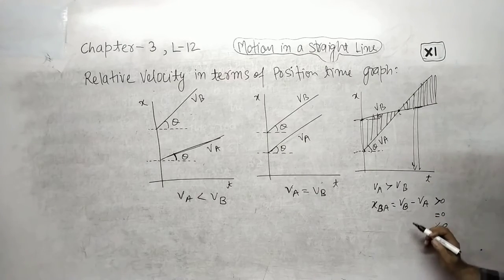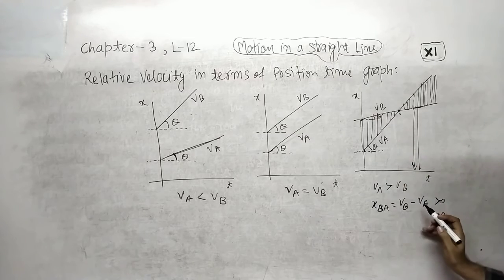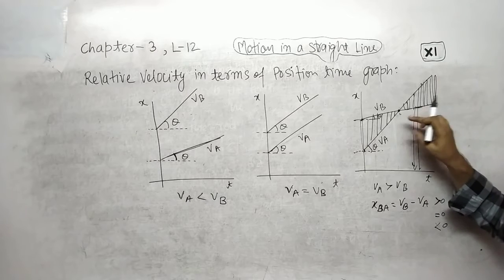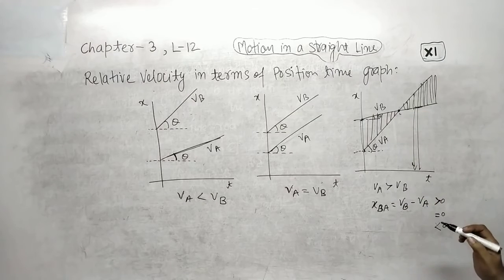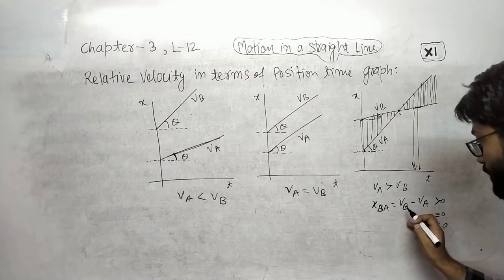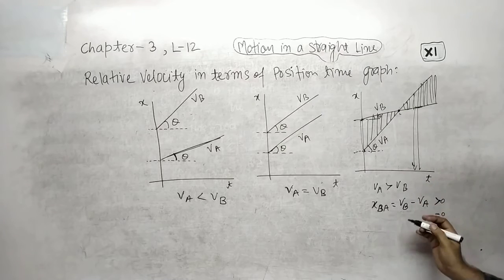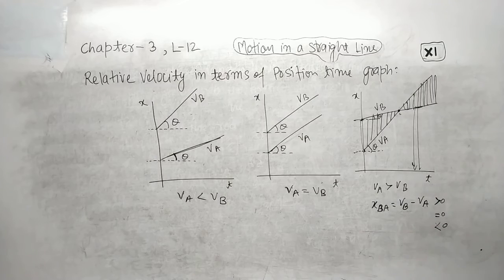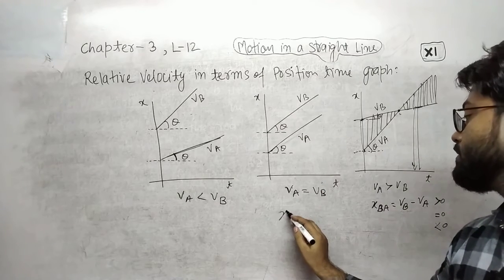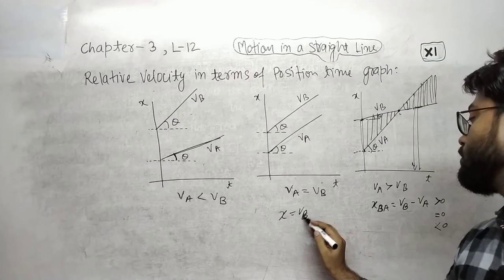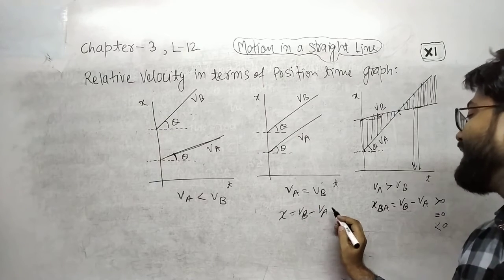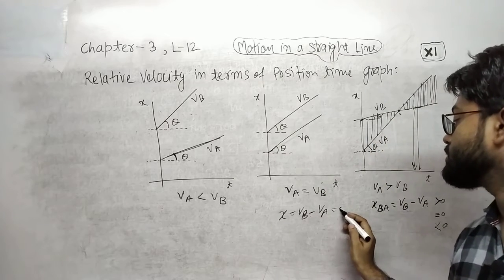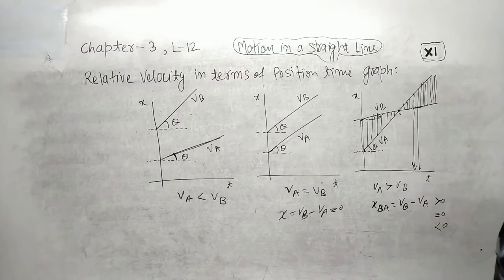If you reverse it, the position of A with respect to B here will be negative, here it will be positive, and at the point of intersection the relative position of A with respect to B will be 0. Here, the position of B with respect to A or A with respect to B is always 0, because both velocities are the same.